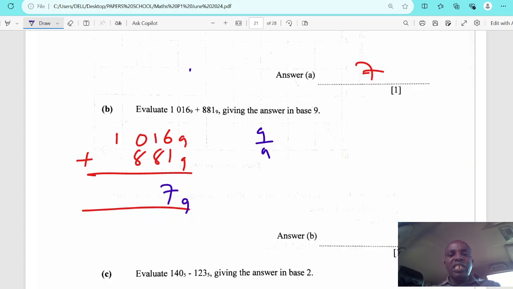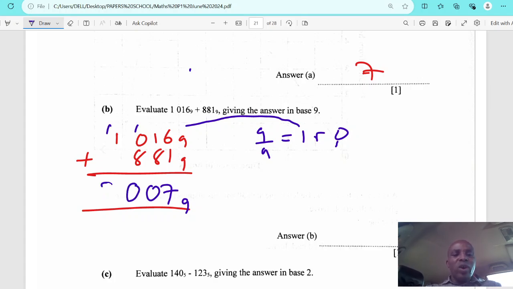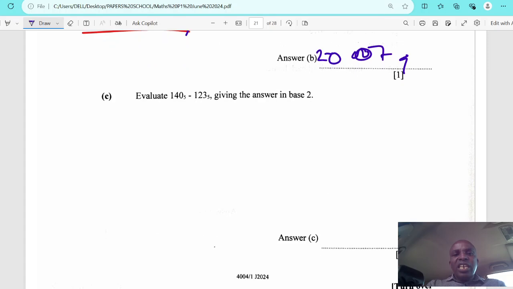You divide by the base. You write 1 remainder 0. What you write here is the remainder, which is 0. Then you carry this 1 up here. It is 1 plus 0. 1 plus 8, 9. It is still the same thing. 9 divided by 9, 1 remainder 0, right? The remainder, I carry 1. 1 plus 1 is 2. So it will be 2007 base 9. Done.